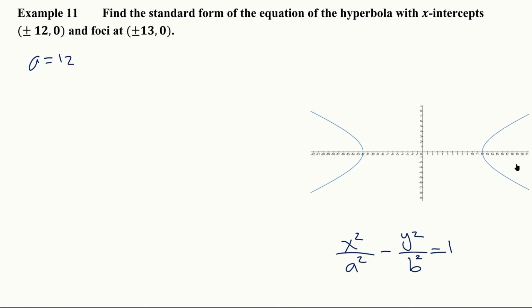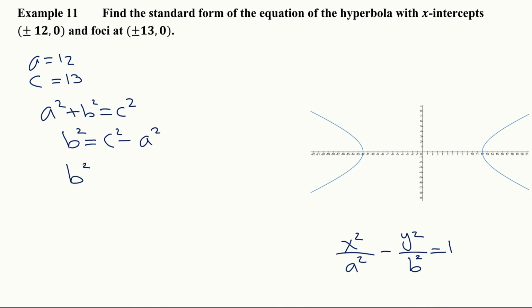And c is going to be 13. So we can use the fact that a squared plus b squared equals c squared to find b. So we're going to solve for b squared. We really need b squared because we just want to write the equation, right? So b squared equals c squared minus a squared.